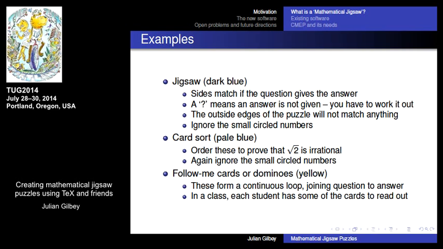I tried to make the questions not too difficult to give you a sense of what the puzzle's about without doing your heads in on the mathematics. That's not the purpose of the session. The pale blue one is a card sort, a very, very famous result that the square root of 2 is irrational. All you have to do is put them in order to create an argument. Rather than expecting students to prove it themselves, I've given you the proof, you just have to figure out the order. And the third one is the follow me cards, which is about practicing, I don't know what it's called in various countries, BIDMAS, BODMAS, the order of operations: multiplication and division you do before addition and subtraction.